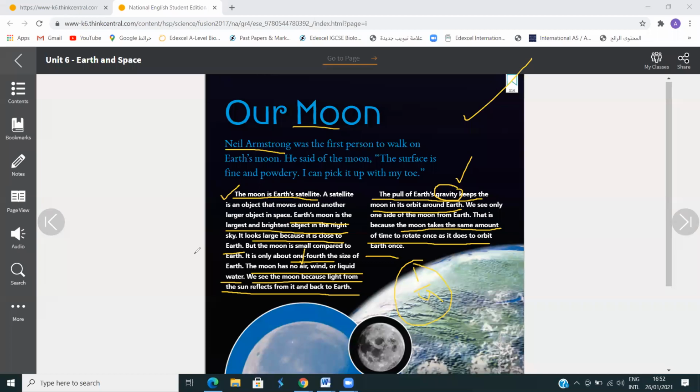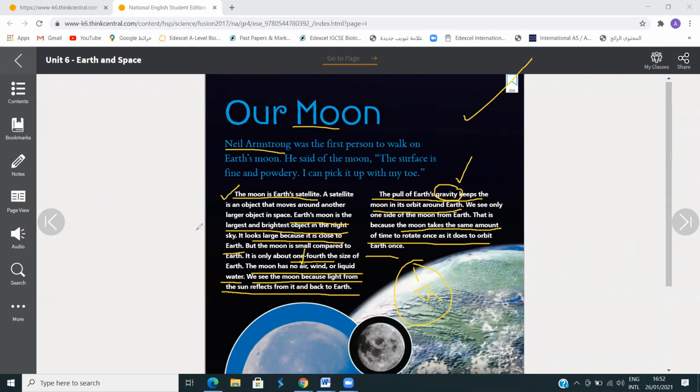It is not the largest, not the biggest. Why does the moon appear large to Earth? The moon is the largest and brightest object in the night sky. For you, why? It is bright because it reflects the sunlight, okay?